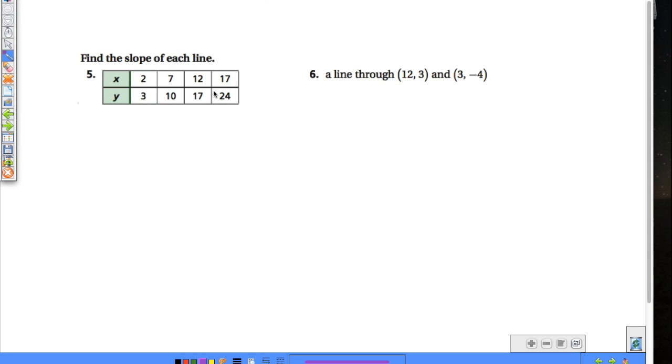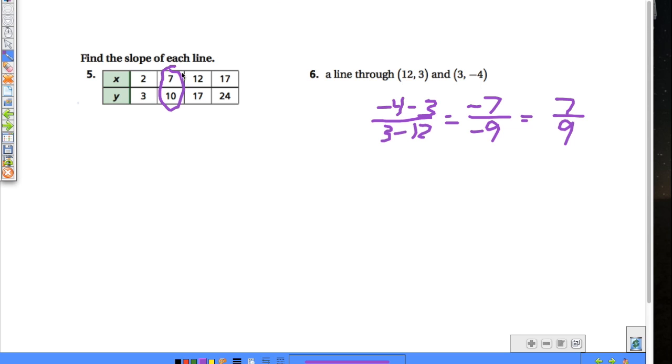Finding the slope might take a little bit of work. We see here 2 points. The slope formula said we could take negative 4 minus 3, that's the two y values, and put that over 3 minus 12 and see what we get. This would make negative 7 over negative 9. The two negatives would cancel out and tell us that our slope here is 7/9. You can do the same thing with this one. You just have to pick a couple of points to do it from. Here are your y values, here are your x values.